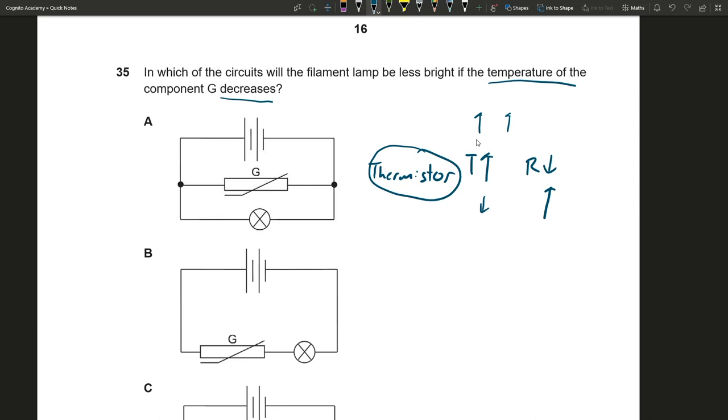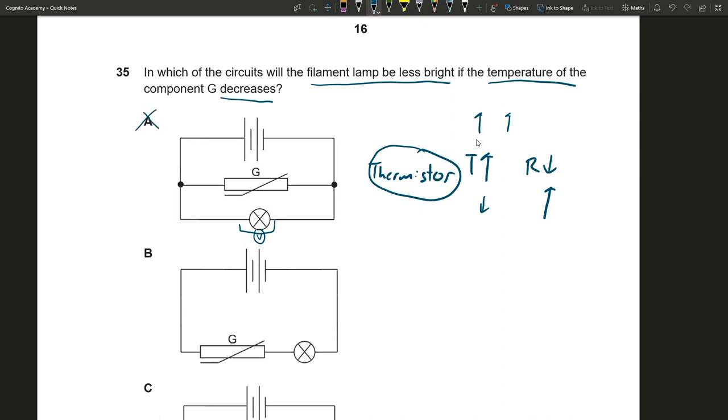Now we are asking, when will the filament lamp be less bright? So here in A, the brightness of the filament lamp will actually remain the same, because both the thermistor and the lamp are arranged in parallel directly with the battery, so the potential difference across the lamp is the EMF of the battery, whether the thermistor has a higher or lower resistance. So it can't be A.